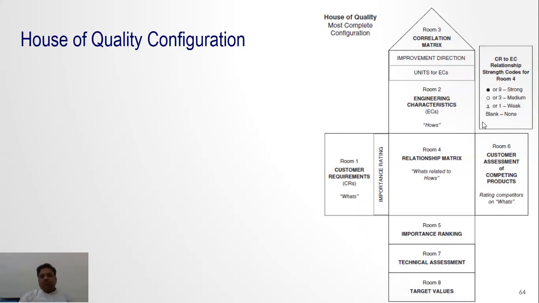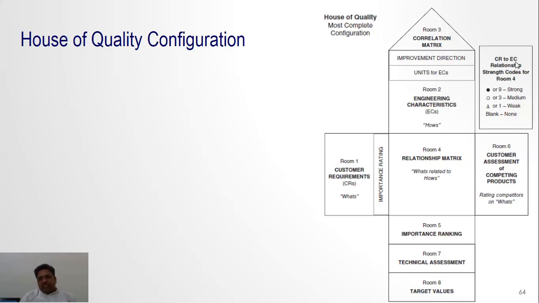House of quality, most complete configuration. Room 1, customer requirements, CRs, whats. So, importance rating. Room 2, engineering characteristics, ECs, hows. Room 3, correlation matrix, improvement directions and units for ECs.